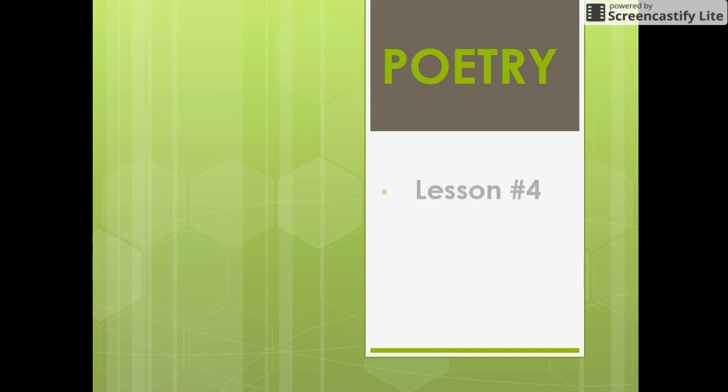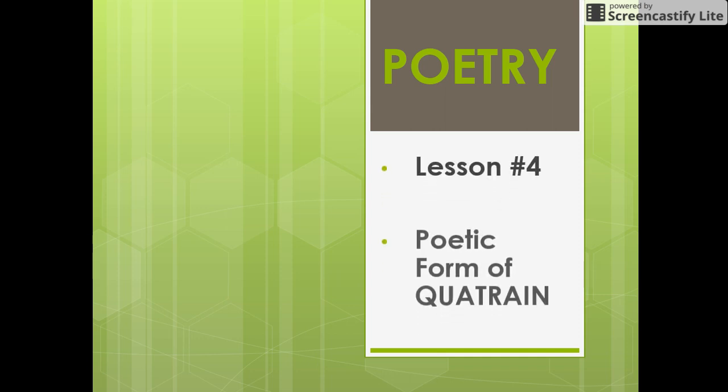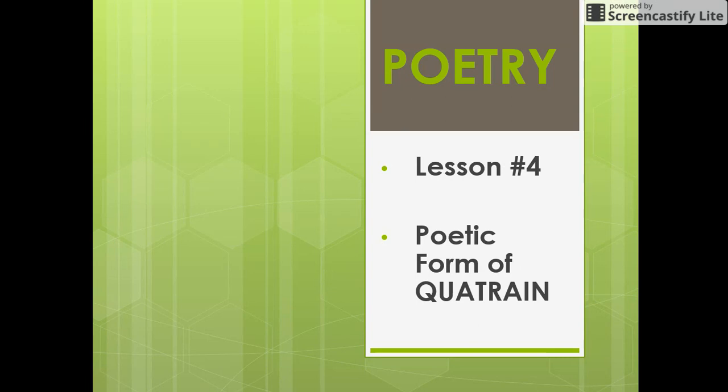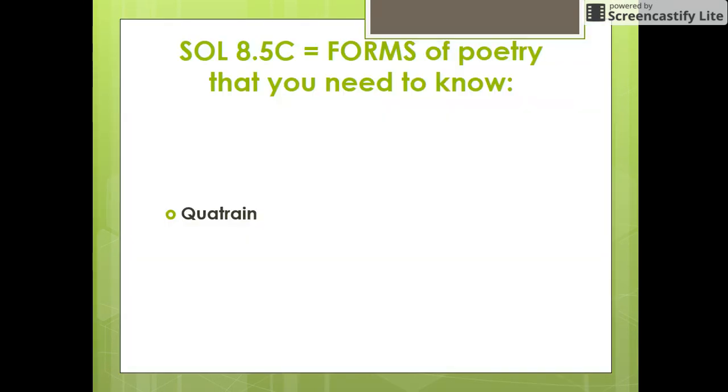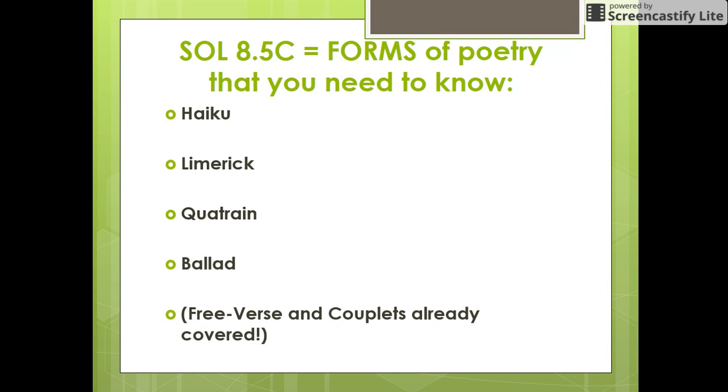This is poetry lesson number 4. This lesson will focus on the poetic form called a quatrain. Of all the forms of poetry you need to know, we've talked about haiku, limerick, free verse, and couplets. We'll talk about a ballad next, and this one is a quatrain. You need to be able to understand what makes a quatrain, how to recognize one, and why an author might choose to write one instead of another form.